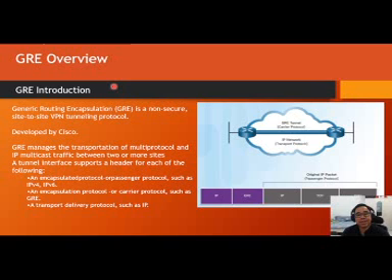So, GRE introduction. Generic Routing Encapsulation, that's what GRE means. It's a non-secure site-to-site VPN tunneling protocol. Developed by Cisco, GRE manages the transportation of multiprotocol and IP multicast traffic between two or more sites. A tunnel interface supports a header for each of the following: an encapsulated protocol or passenger protocol such as IPv4 and IPv6, an encapsulation protocol or carrier protocol such as GRE, and a transport delivery protocol such as IP.